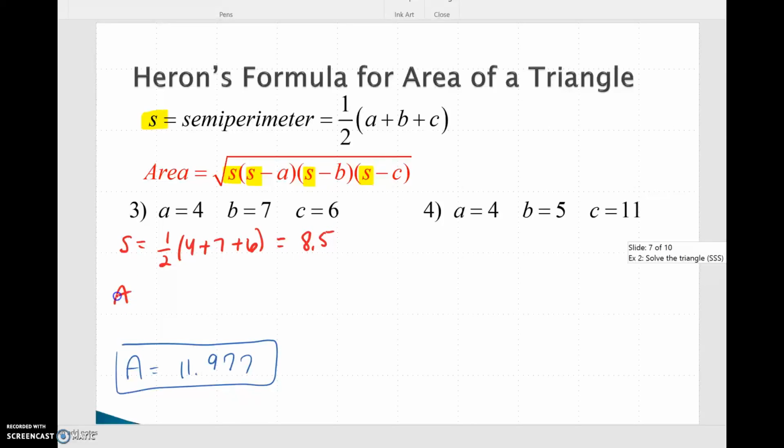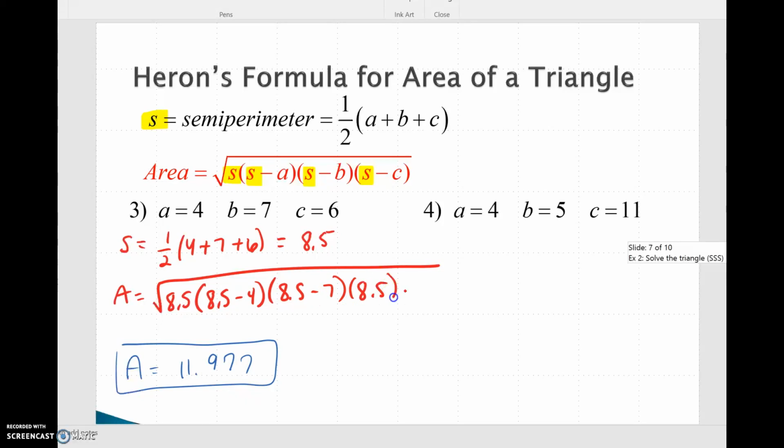And then to find our area, we would do the square root of 8.5 times 8.5 minus each of these numbers. All right, go ahead and finish these 2 examples. Pause the video.